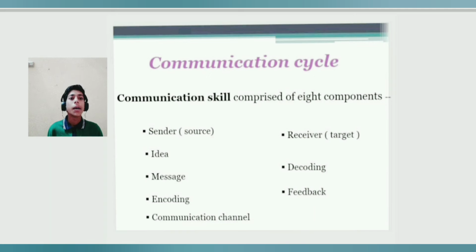Communication skill comprises 8 components. These are divided into source and target. Firstly, we will discuss the source. On the source side: first sender, second idea, third message, fourth encoding, and fifth communication channel. And on the target side: first receiver, second decoding, and third feedback.